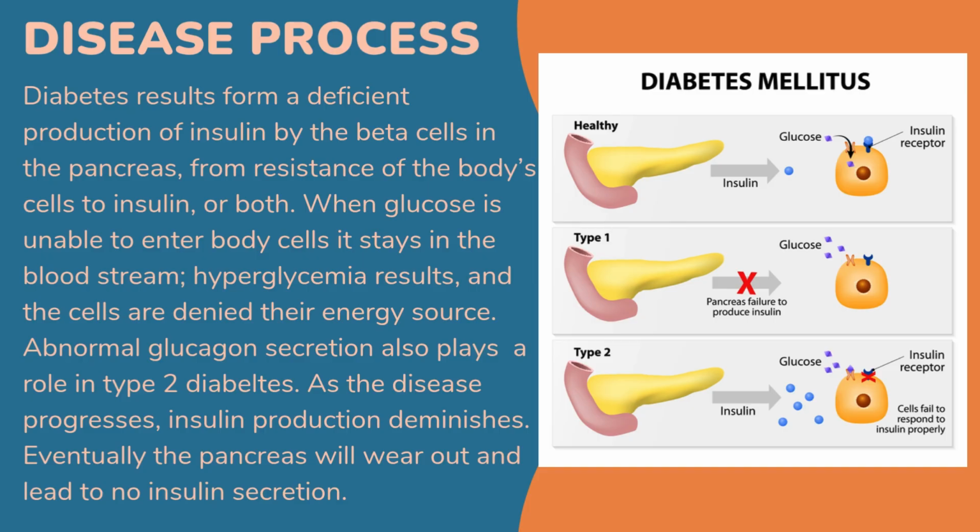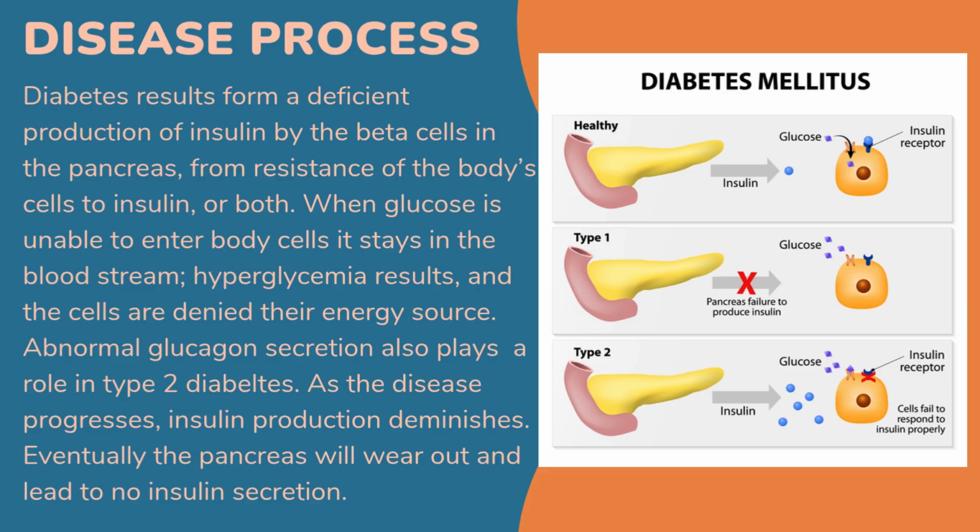Disease processes. Diabetes results from a deficient production of insulin by the beta cells in the pancreas, from resistance of the body's cells to insulin, or both. When glucose is unable to enter body cells, it stays in the bloodstream. Hyperglycemia results, and the cells are denied their energy source.